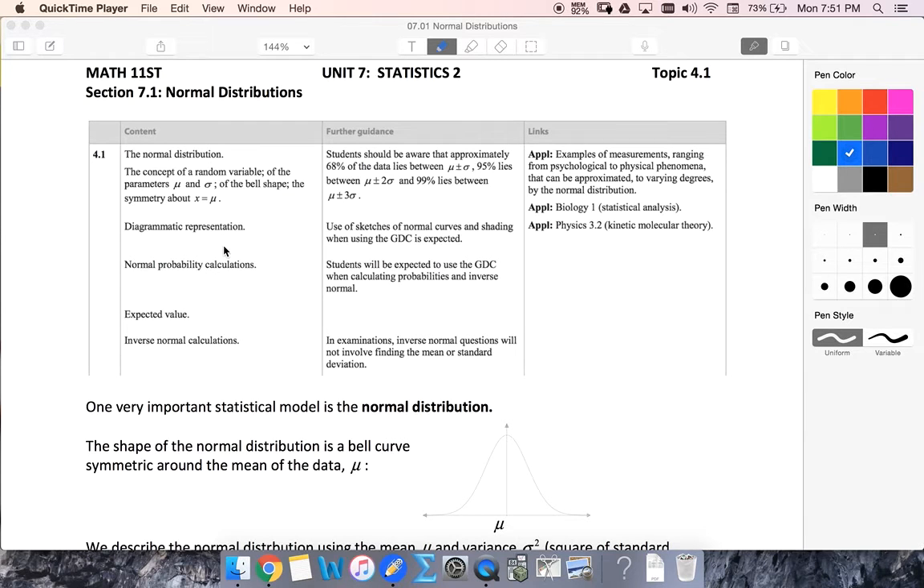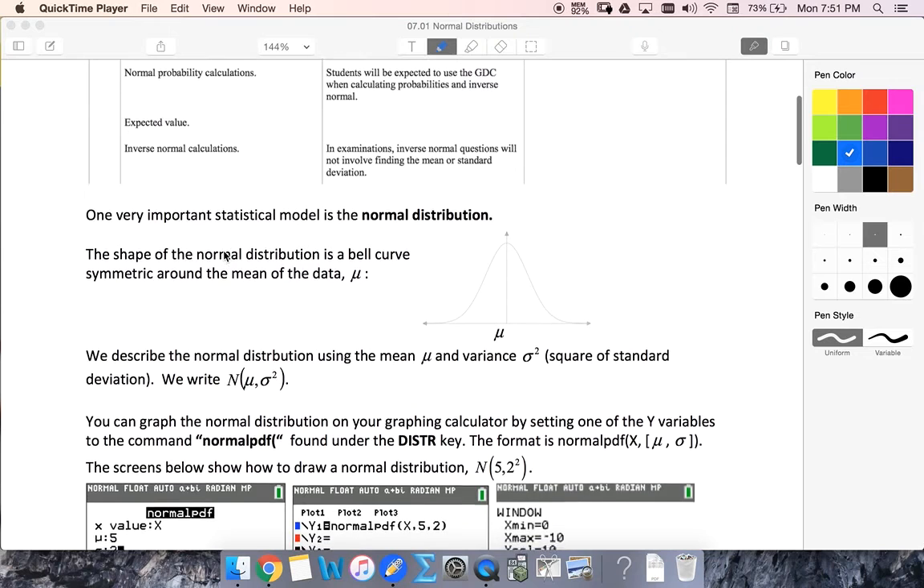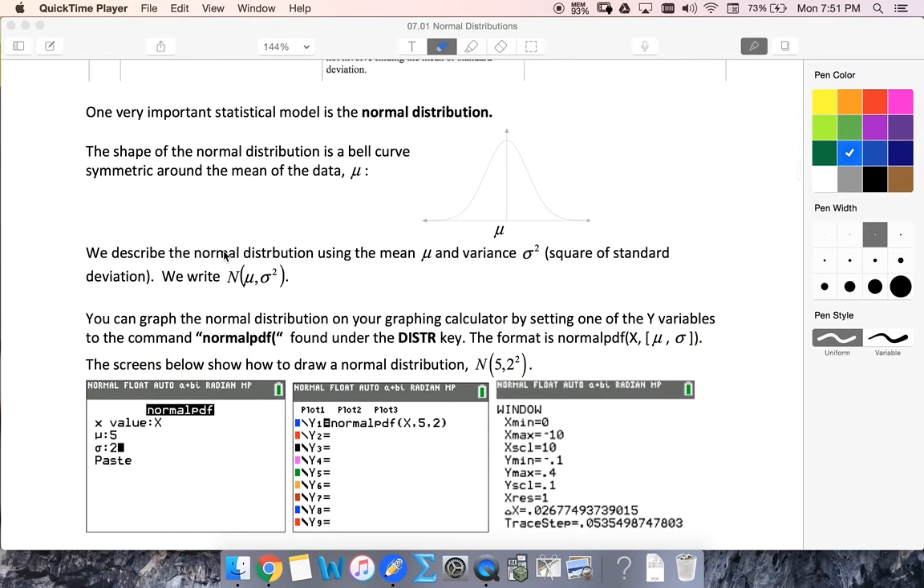And the normal distribution is one type of statistical model. So there's several statistical models. There's, for example, binomial models or binomial distributions, Poisson distributions. But what we focus on in this class is the normal distribution. And the normal distribution is where the idea of the bell curve comes from.